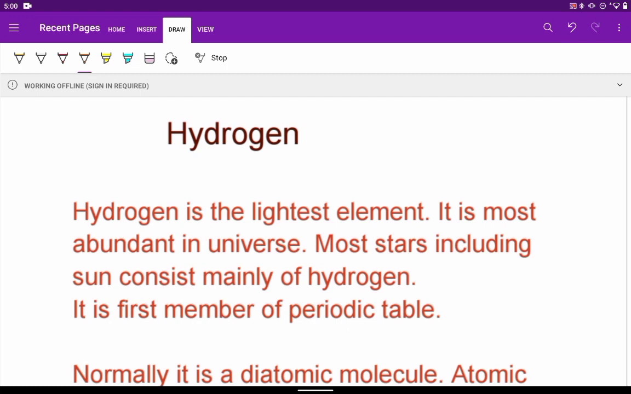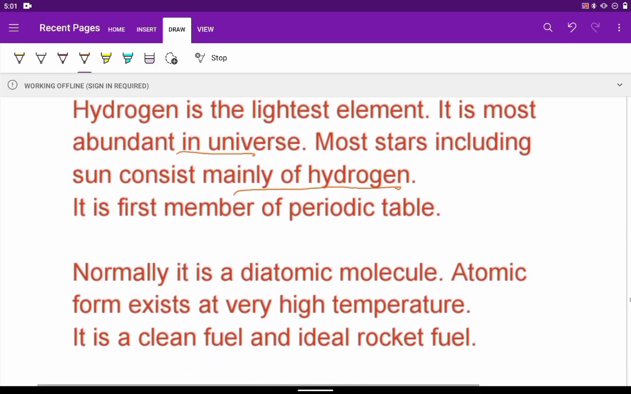Today we will be dealing with a very important element of the periodic table, hydrogen. Hydrogen is the lightest element and it is the first member of our periodic table because its atomic number is 1. It is most abundant in the universe, meaning its percentage is very high. Most of the stars, even our sun, consist of hydrogen. In our sun also, hydrogen is the fuel that is being used up.